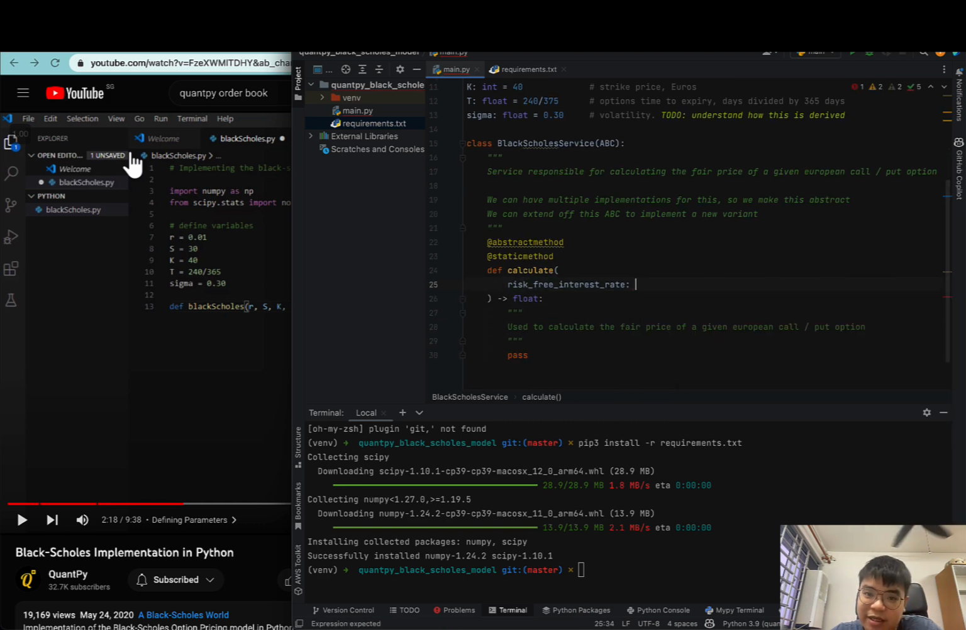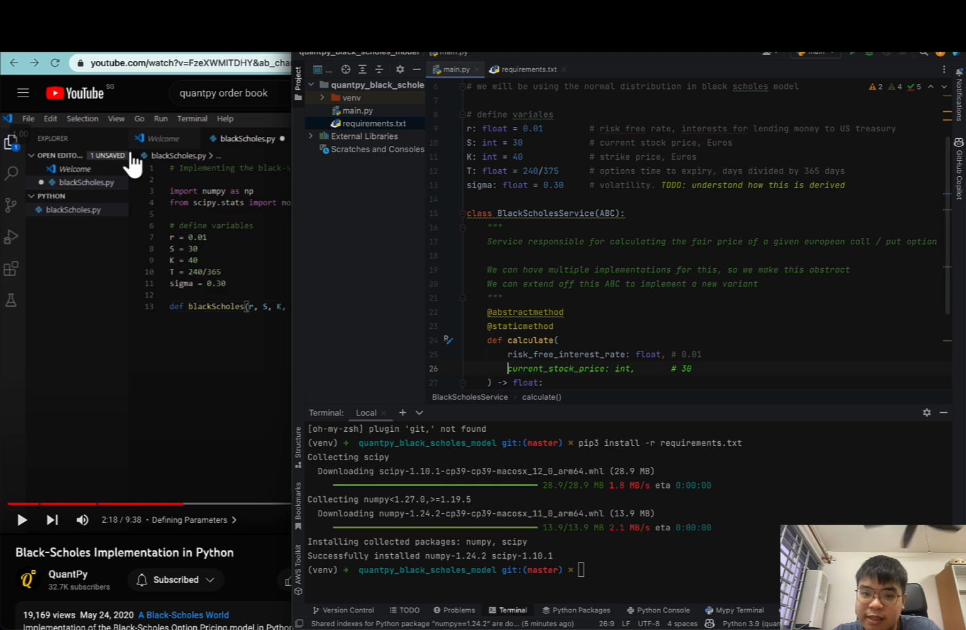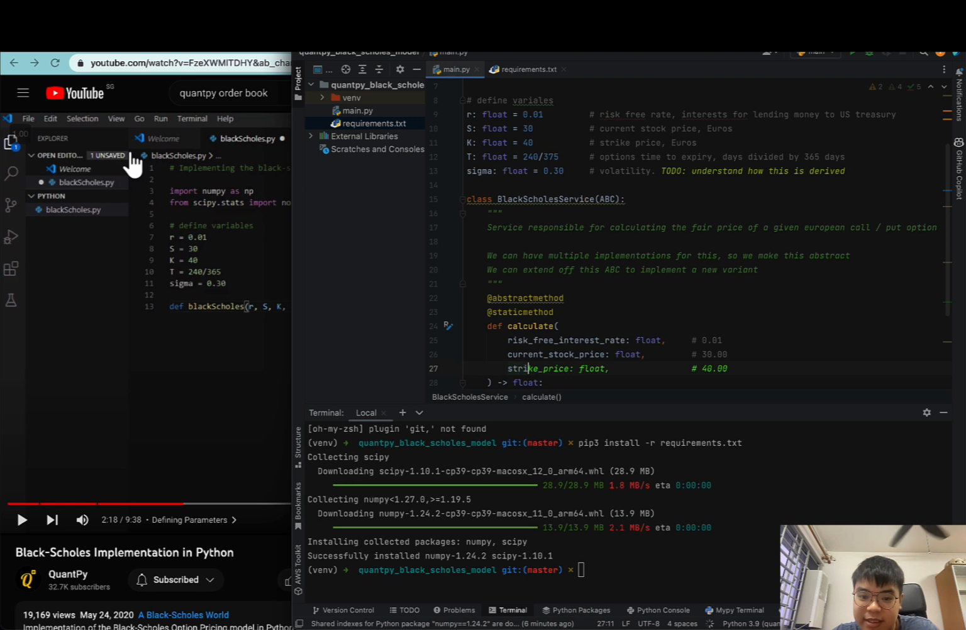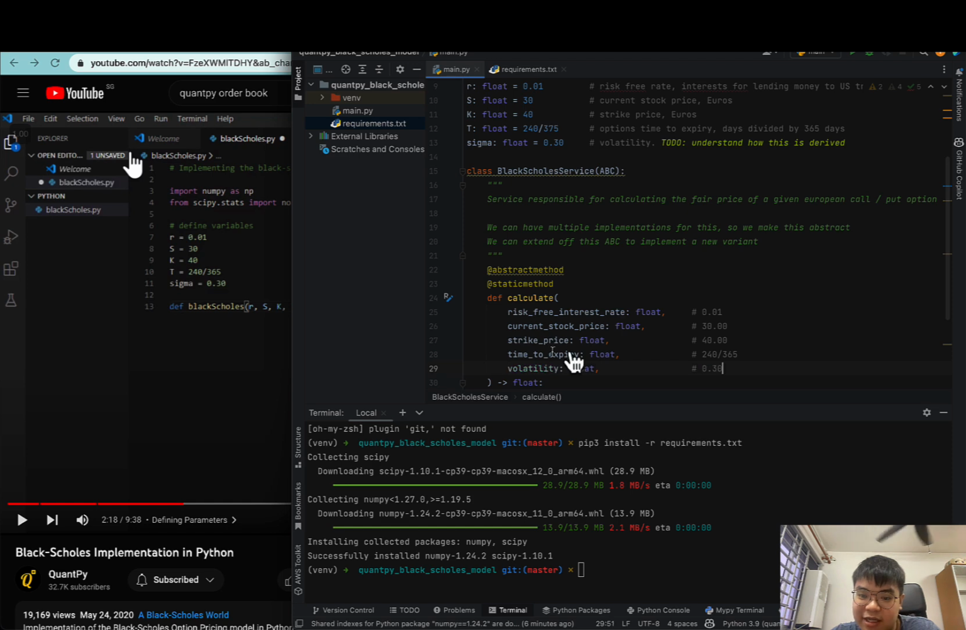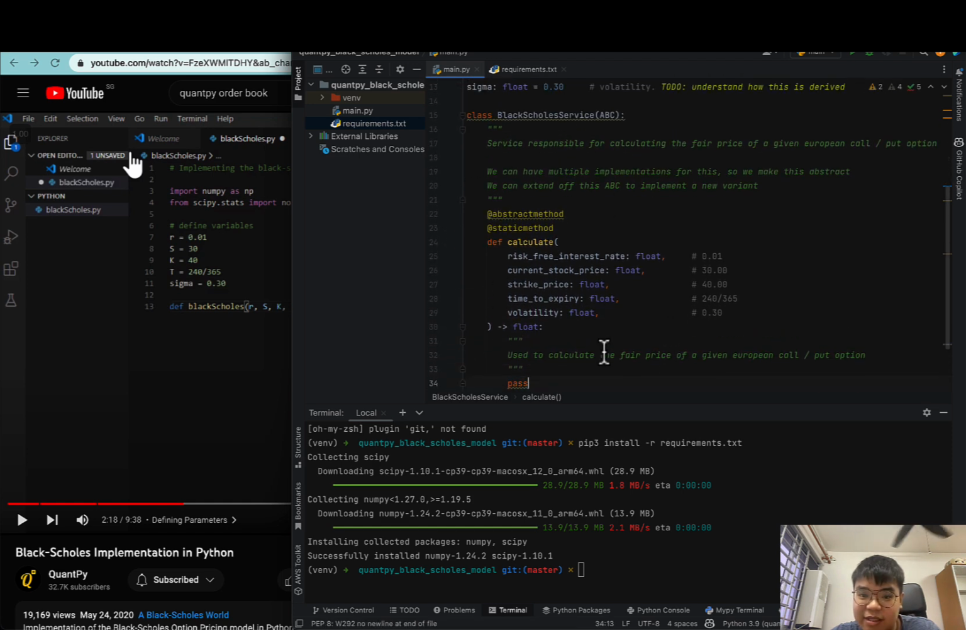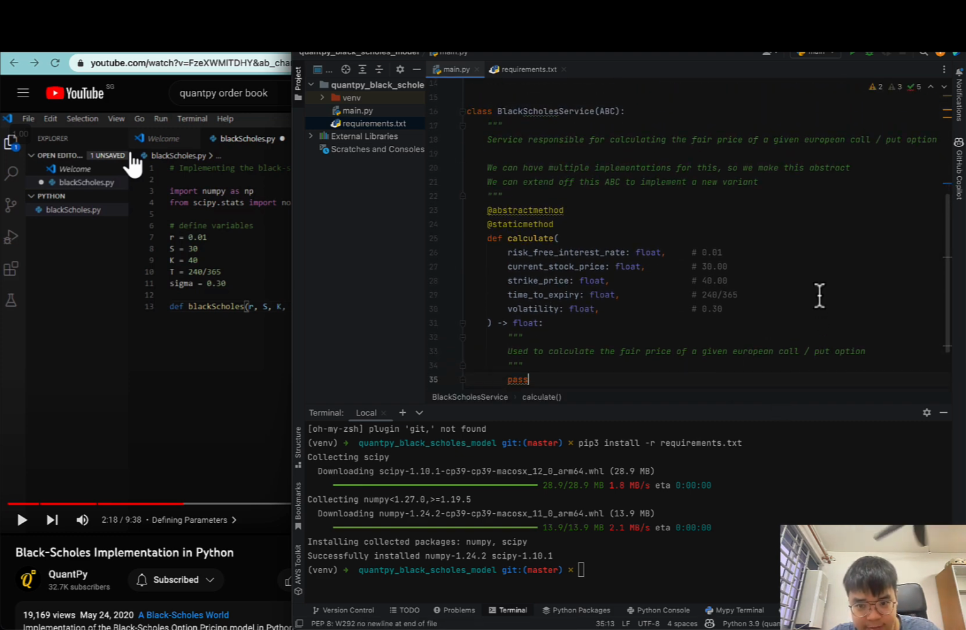Risk-free interest rate, this is a float. So something like 0.01. That's also the current stock price. This should be a float really, right? Because the price of the stock can be in cents. So this would be 30.00, something like this. Then there's a strike price, as well as a time to expiry, and that's the volatility. So we have a simple method here. Let's see.